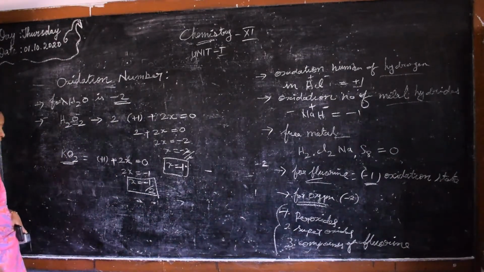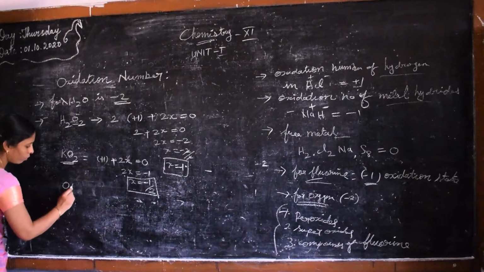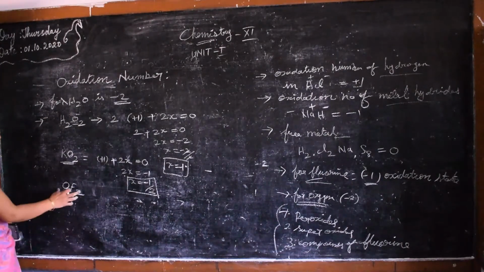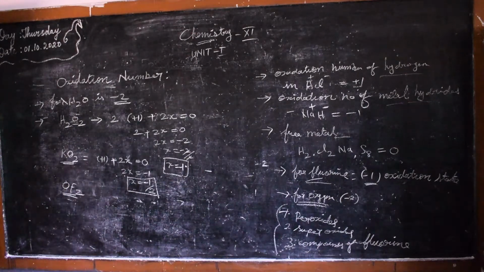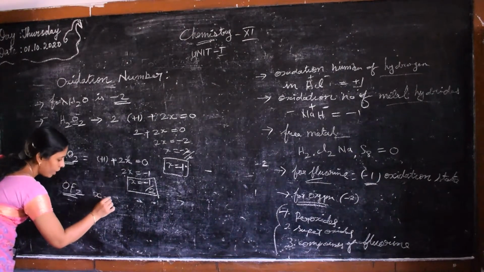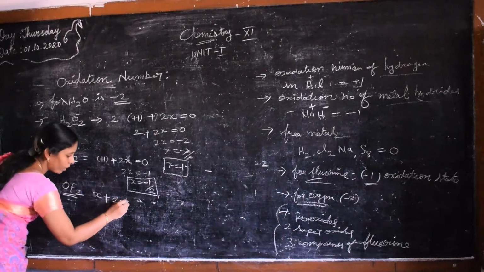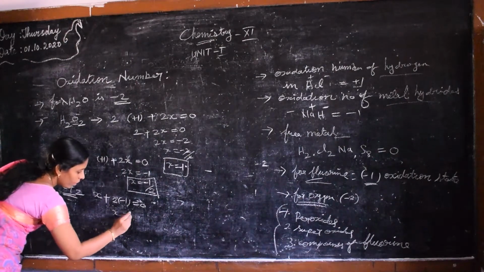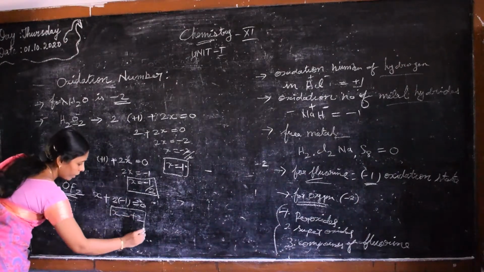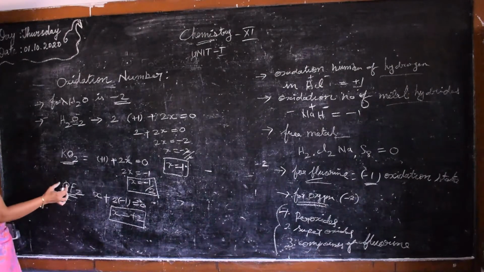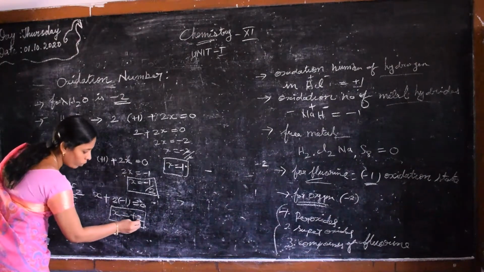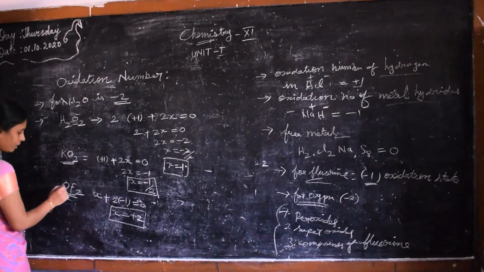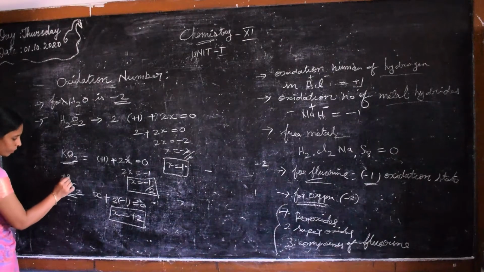Compounds of fluorine. Here the example compound is OF2, oxygen difluoride. So this is the oxidation state. Let the oxidation state of oxygen be X, and plus 2 F, each minus 1. Equal to the net charge, which is 0. So X minus 2 equals 0, X equals plus 2. So here in OF2 the oxygen oxidation state is plus 2. X plus 2 times minus 1 equals 0 means X equals plus 2. Okay, in oxygen difluoride the oxygen oxidation state is plus 2.